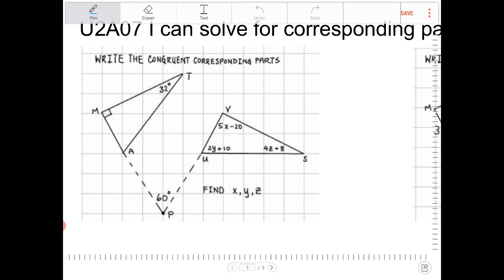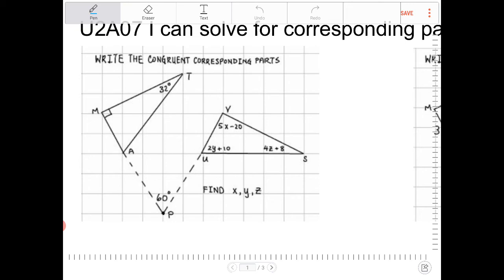Let's take a look. The instructions say to write the congruent corresponding parts and also to find all the unknowns: find x, y, and z. Let's go through it. I noticed that the diagram is implying that the triangle is going through a rotation. It doesn't specify whether UVS is rotating towards MTA or the other way around.